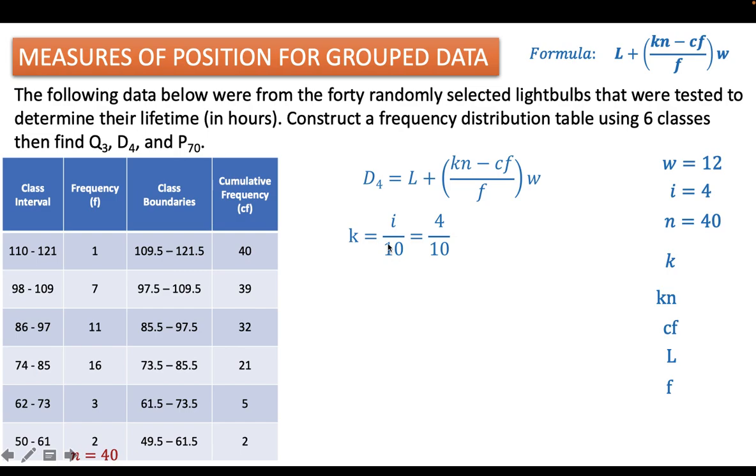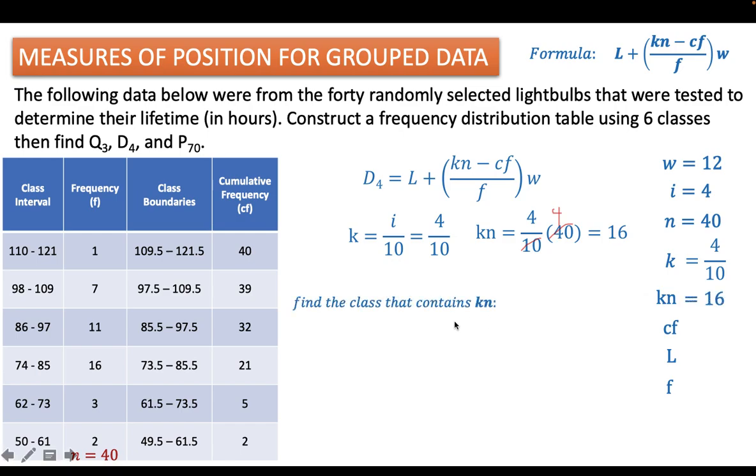Our k is i over 10. And since our i is 4, our k here is 4 over 10. Now to solve for kn, we'll just multiply the n and k. So our k here is 4 tenths and our n is 40. So 40 divided by 10, that is 4. Then 4 times 4, that is 16. So our kn here is 16.